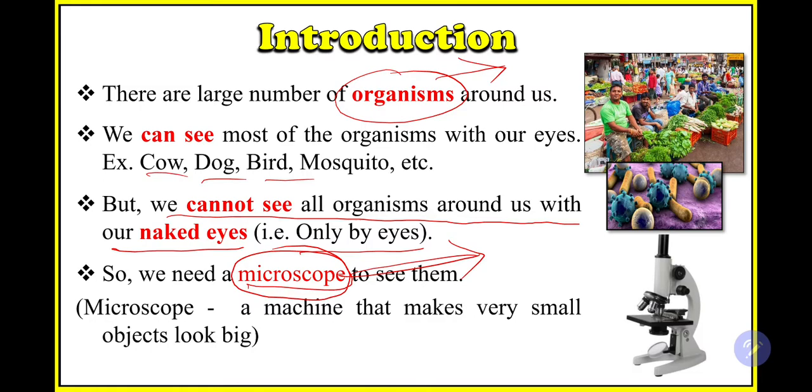So to see them, what do we need? We need a microscope. See here the diagram, it is a microscope. What is a microscope? It is nothing but a machine that makes very small objects look big. You can see small things in big size. These are microscopes.